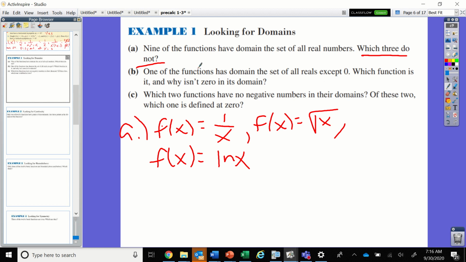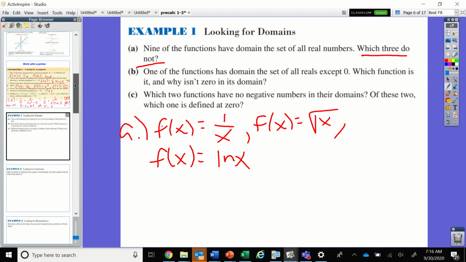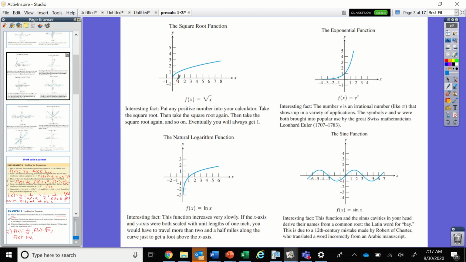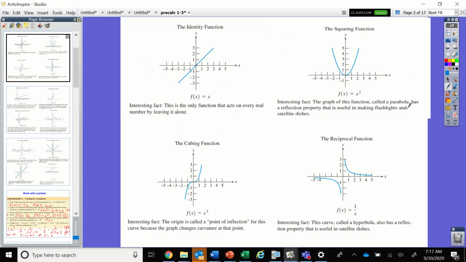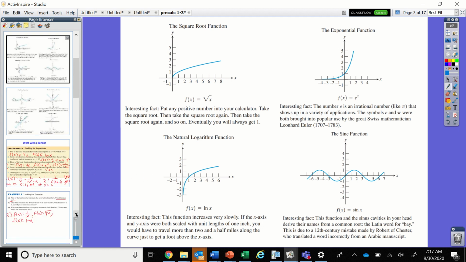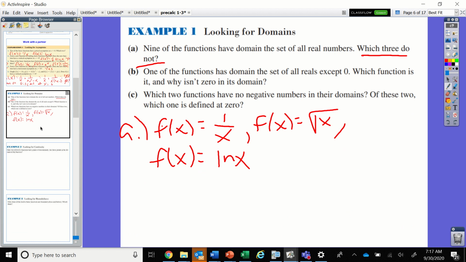So in this case here, if you go take a look at the functions 1 over x and square root of x. So here's our square root of x function. Clearly, we do not have anything in the negative, so it does not have a domain of -infinity to infinity. Okay, here for our 1 over x function, our reciprocal function, we do not include 0 in that domain because of the vertical asymptote that we have there. And then likewise for our natural log function down here, we do not include 0 or anything negative for that matter, so it does not have a domain of all real numbers.